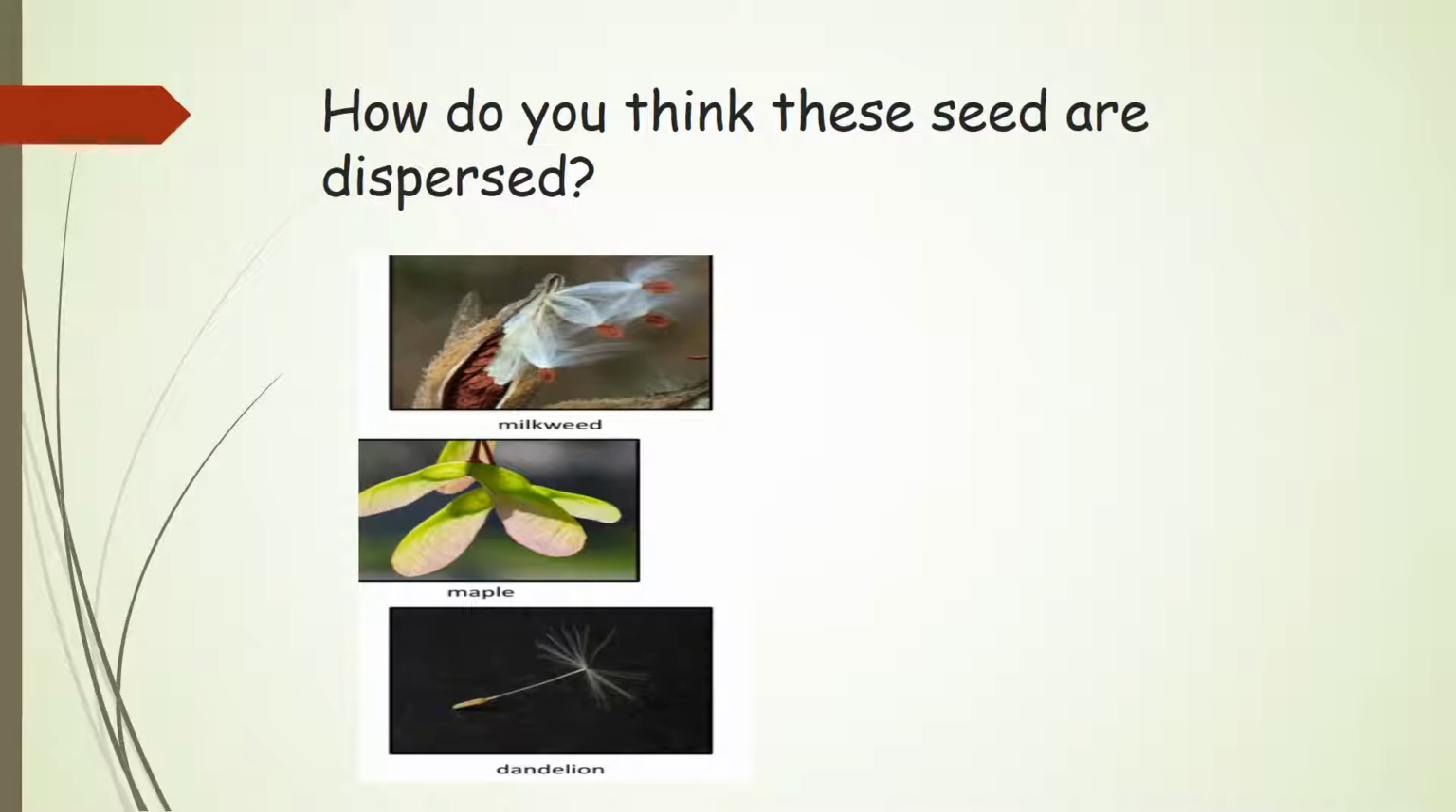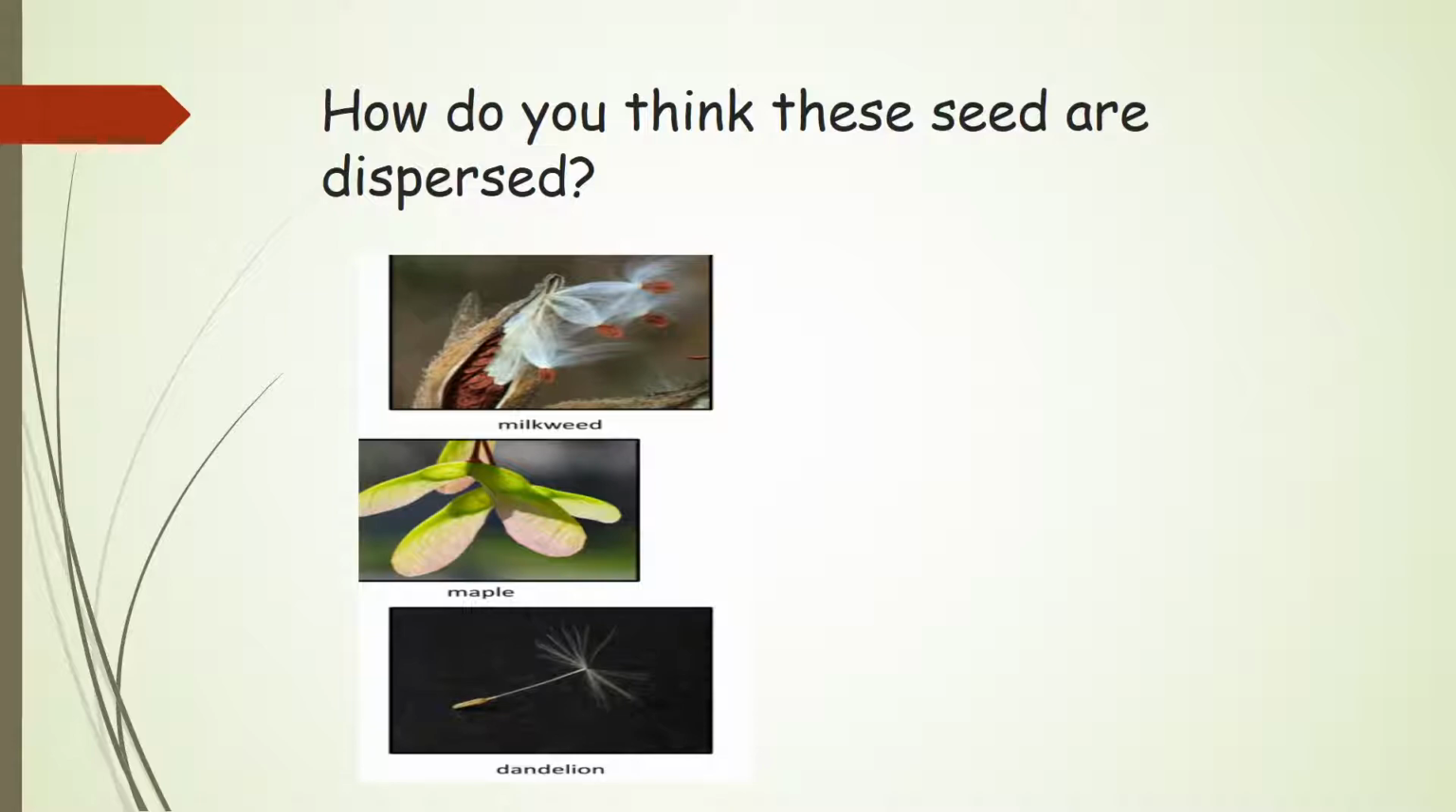So here we have some milkweed seed, we have some maple seeds, and we have a dandelion seed. And I want you to look at them. I want you to use your detective skills. How do you think these seeds are dispersed? Do you think they float in water? Do you think they're swallowed by animals, or maybe they catch or stick to animals' fur or clothing of humans? Or do you think maybe they explode out of their pods? Have a look, see if you can guess it right.